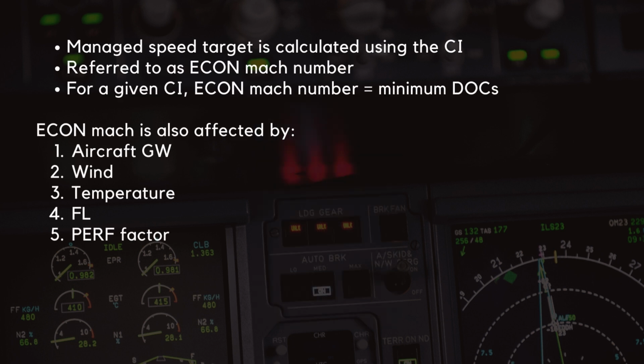The managed speed target is calculated using the cost index and is referred to as the ECON Mach number. For a given cost index, the ECON Mach number is defined as the Mach number for which the direct operating costs are at a minimum. ECON Mach is also affected by the aircraft gross weight, wind, temperature, flight level, and performance factor.